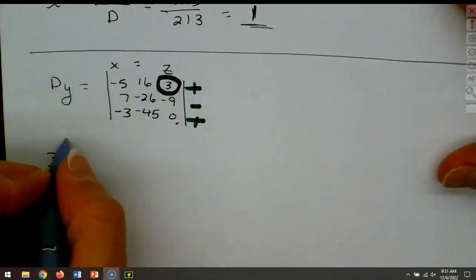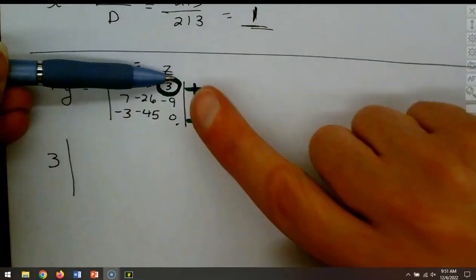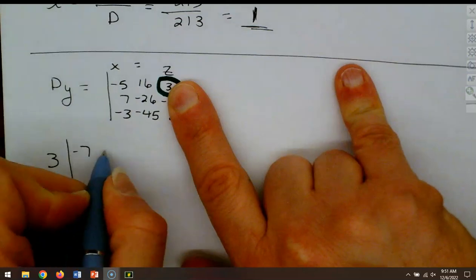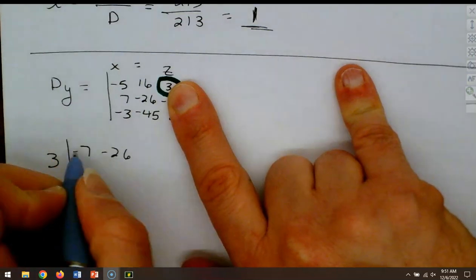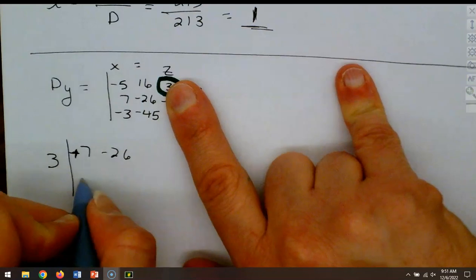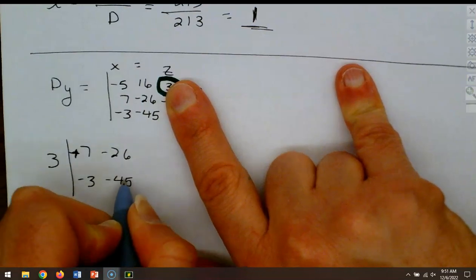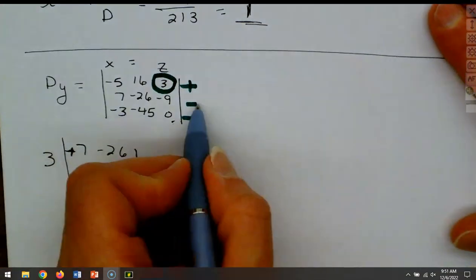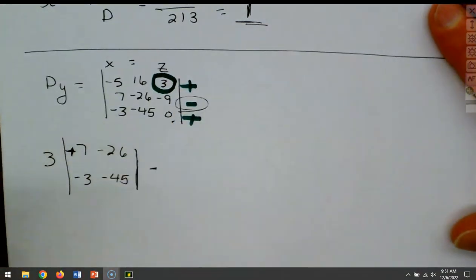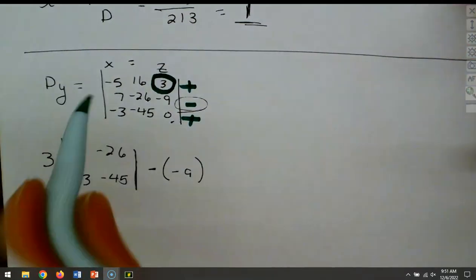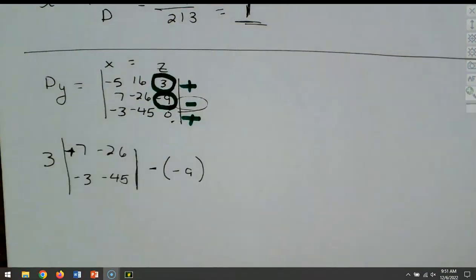So we have a 3, and if I cover it up, what's left over? It looks like 7 and a minus 26. And that's a positive 7 by the way. Positive 7, yep, and a negative 26. And then we've got a minus 3 and a minus 45. So there's that one. And watch your signs, because remember, the middle sign is negative, so that's a minus 9, because that's the number in front as we're going down that column, right?